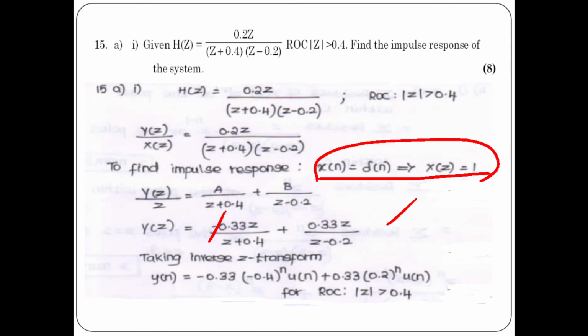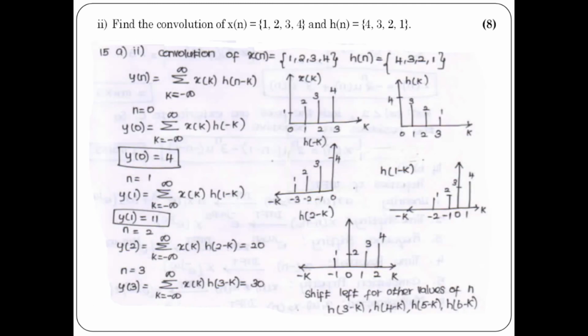If it is less than 0.2, the answer is 0.33 into minus 0.4 the whole power n u of minus n minus 1, minus 0.33 into 0.2 the whole power n u of minus n minus 1, for ROC modulus of z less than 0.2. So this is the final question. Find the convolution of x of n equal to 1, 2, 3, 4 and h of n equal to 4, 3, 2, 1.